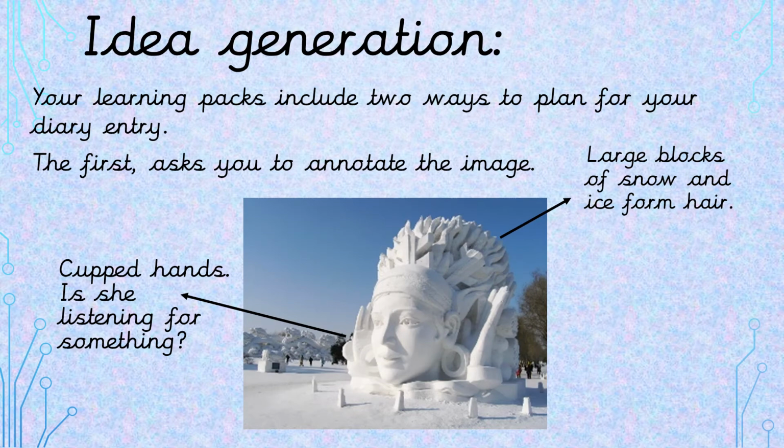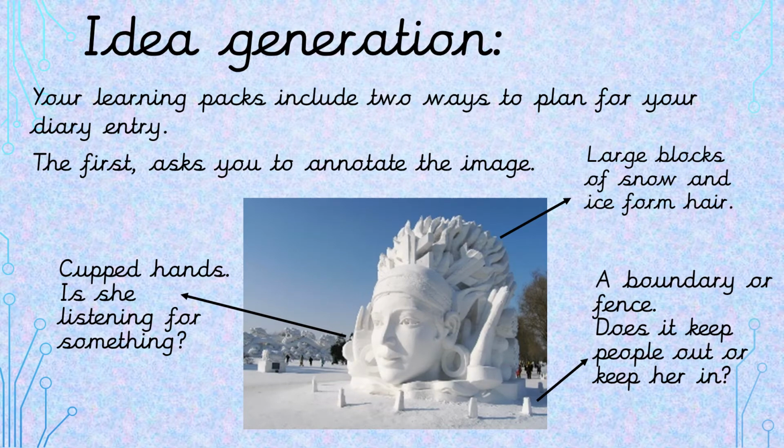Large blocks of snow and ice are used to form hair, and it looks quite jagged and rugged rather than it being smooth and sleek. I wonder why that could be. And there does seem to be a boundary fence, and whilst I was looking I thought, maybe it's to stop people coming in, but maybe it's also to keep her there. Maybe she's trapped. You have a think and annotate the image as you would like.